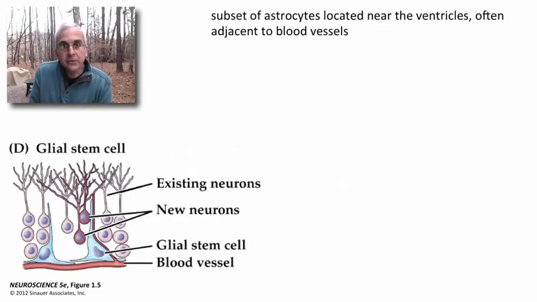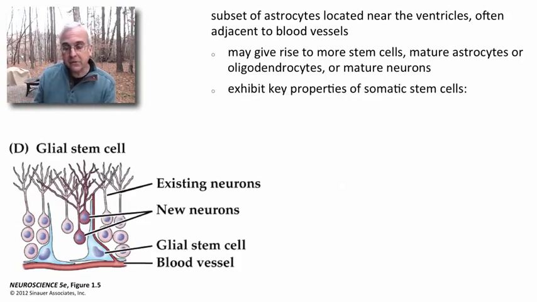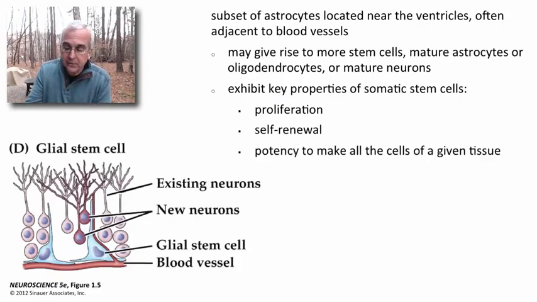And these seem to be a subset of immature astrocytes that are located near the ventricles, often adjacent to blood vessels, as we see here in this illustration. And these glial stem cells can give rise to more stem cells, or they can mature into astrocytes, oligodendrocytes, and even neurons. So these cells exhibit the key properties of somatic stem cells. They can proliferate, they can renew their populations, that is, they can form other stem cells, and they have the potential, the potency, to make all the cells of a given tissue. In this case, of course, we're thinking about the central nervous system.